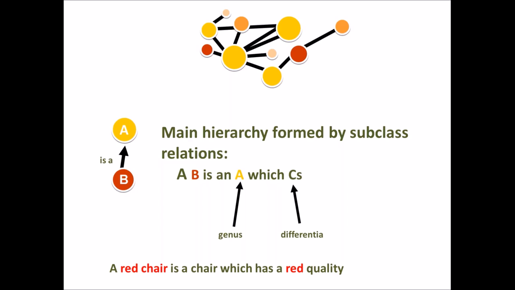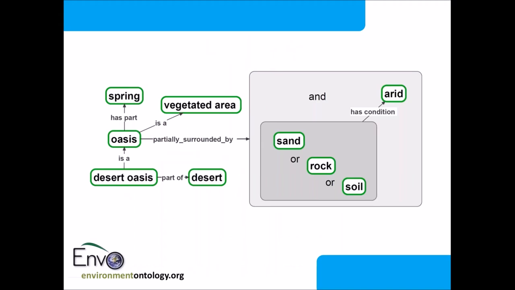So here we say that the genus would be the collection of all chairs, and red chairs are distinguished by having some red quality. That can be encoded logically, and if the machine knows what a chair is and what red is, it can then infer what a red chair is and set it apart from other entities. This can then be linked to data about what is red, what is observed as red.